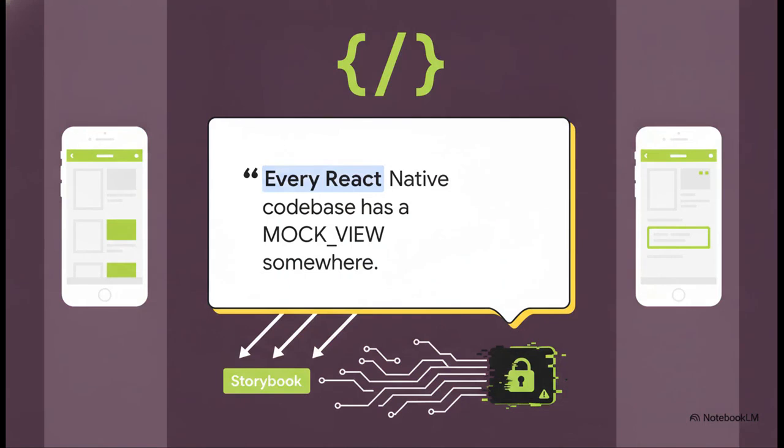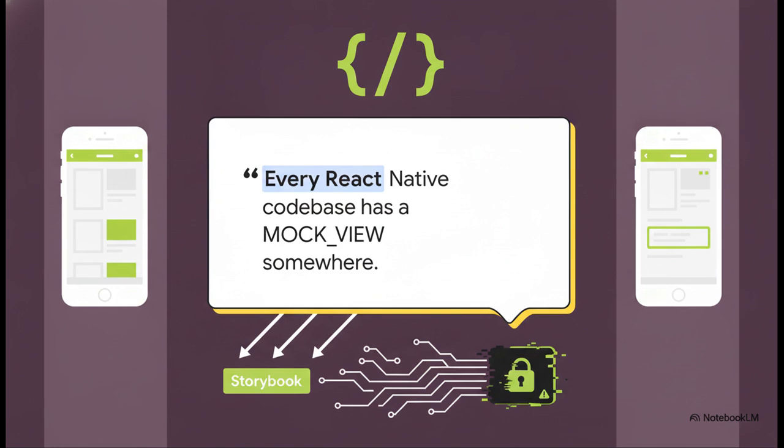Right, let's kick things off by calling out a habit we're all probably guilty of. The old "every React Native codebase has a mock_view somewhere" routine. You know the drill. We drop in these hard-coded placeholder objects so we can actually see our UI screens while we build them, maybe in Storybook, way before the back-end team has the sockets ready. It's a huge time saver, and honestly a great workflow.